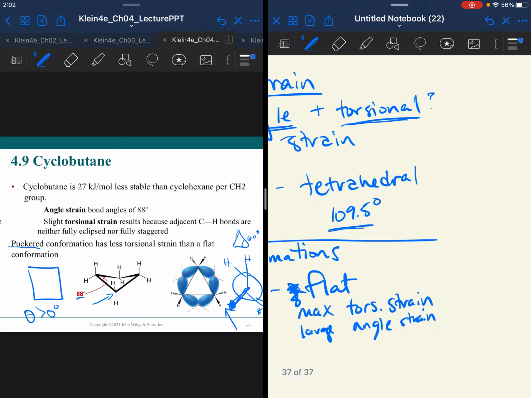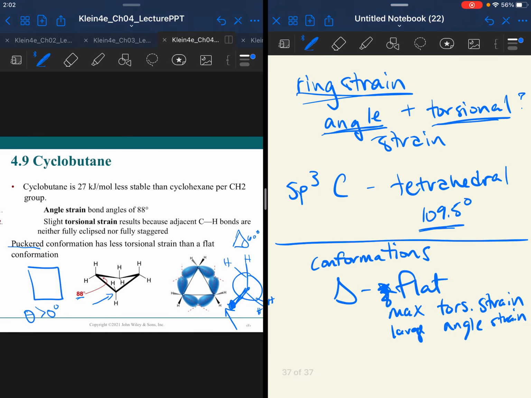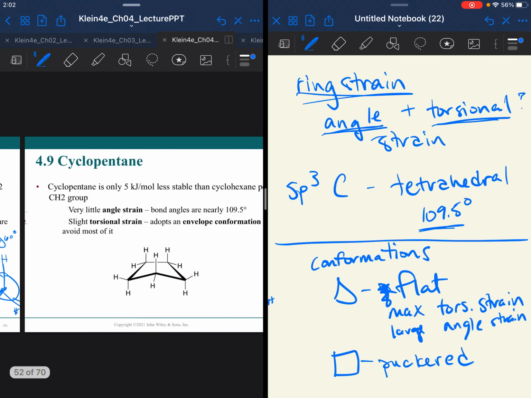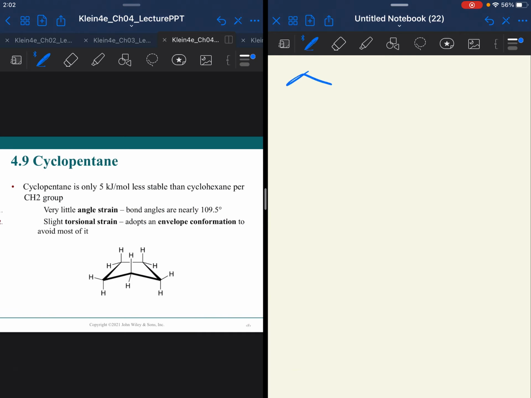Something interesting: the triangle, the cyclopropane, is flat. The cyclobutane has the ability to pucker, right? So we're just going to make it slightly folded inwards a little bit. When we get to 5-membered rings, that angle strain is greatly reduced, almost to nothing. We do increase it a little bit, so these bond angles are going to be just a little bit smaller than 108, but we get something called an envelope conformation, right?